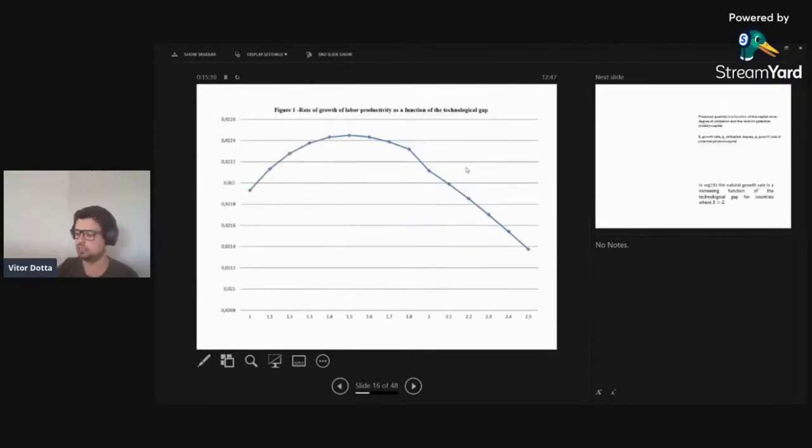For instance, if the country is on the left side, there is an increasing absorptive capacity until it reaches a point, depending on how far it is from the frontier of technology. If you are towards the right side of the graph, the learning capacity falls.